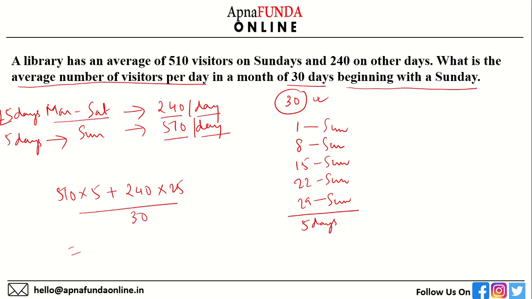This is 2550 plus 6000 divided by 30. So 2550 plus 6000 will give me 8550 divided by 30. This will give me 285 visitors, the average number of visitors per day in the month of 30 days, which began with a Sunday.